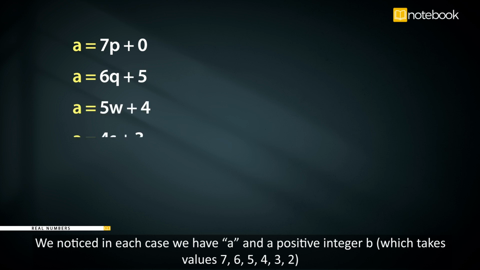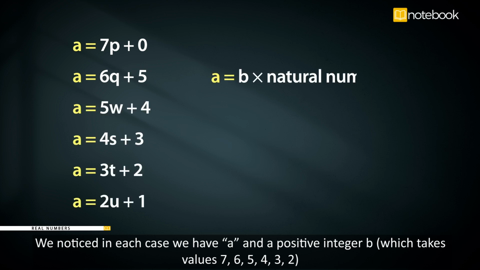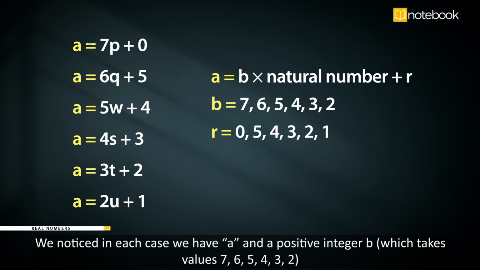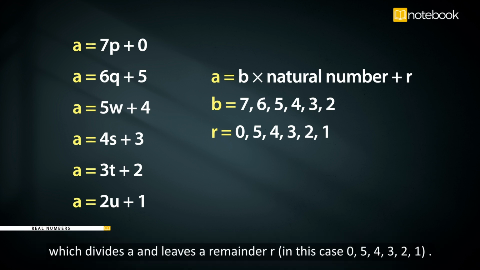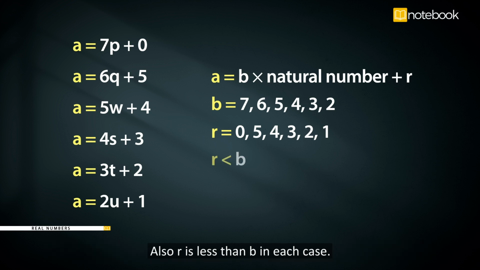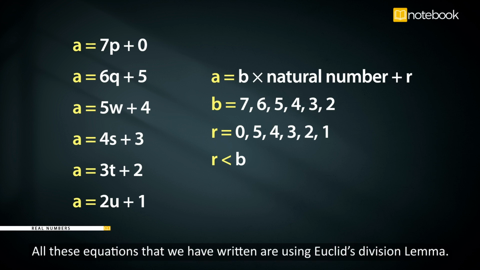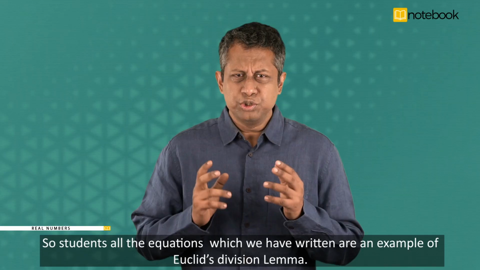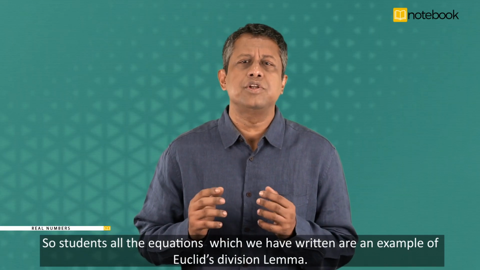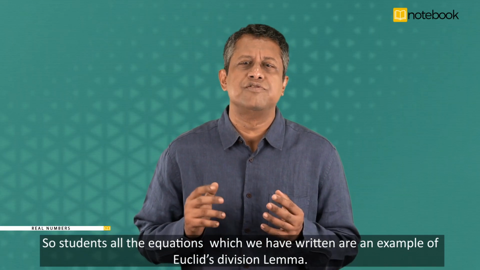We notice that in each case we have A and a positive integer b, which takes values 7, 6, 5, 4, 3, 2, which divides A and leaves the remainder r, in this case 0, 5, 4, 3, 2, and 1. Also, r is less than b in each case. All these equations that we have written are using Euclid's division lemma. So students, all the equations which we have written are an example of Euclid's division lemma.